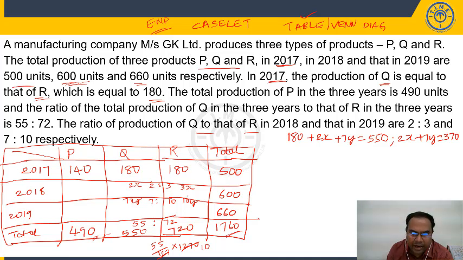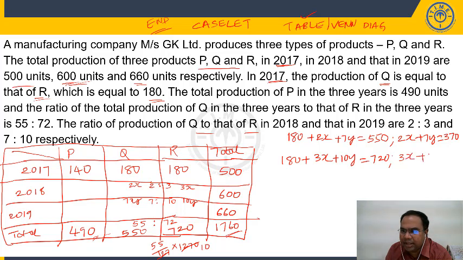Okay. Then if you add the R column, 180 plus 3x plus 10y is equal to R total, which is 720. From this, 3x plus 10y is equal to 720 minus 180, 540. Now this is my first equation. Let us say this is my second equation.